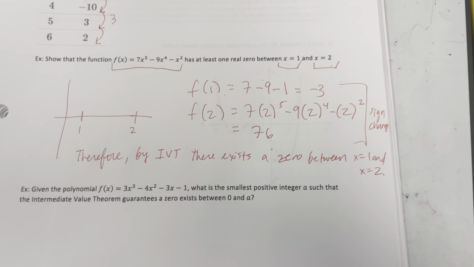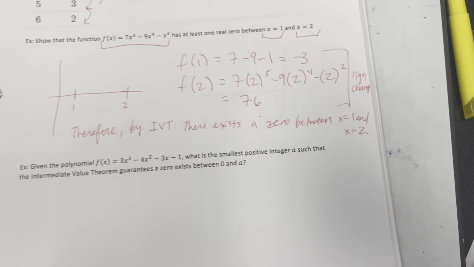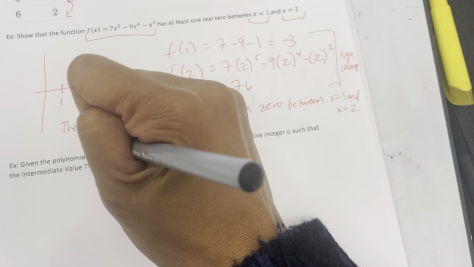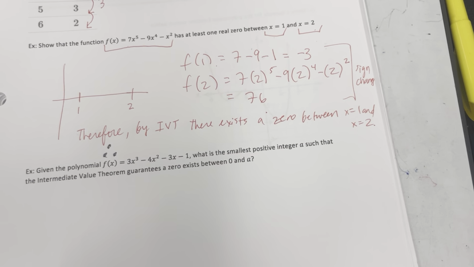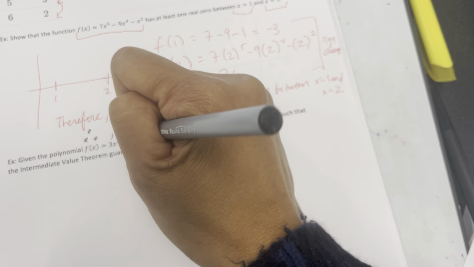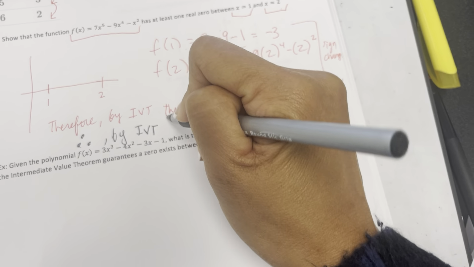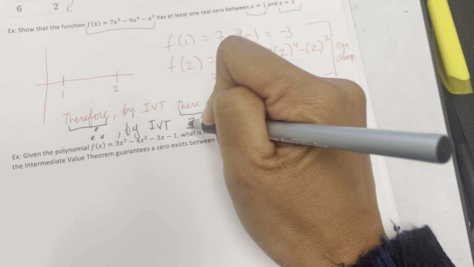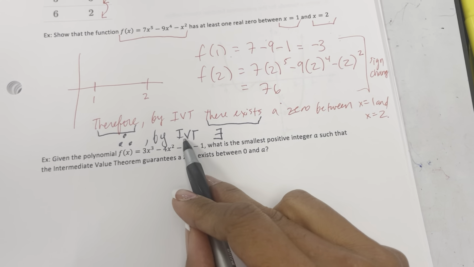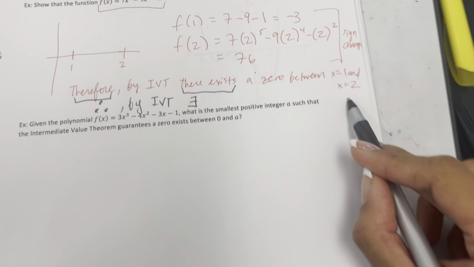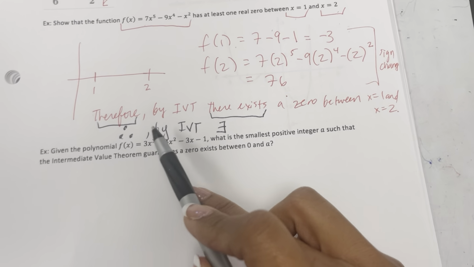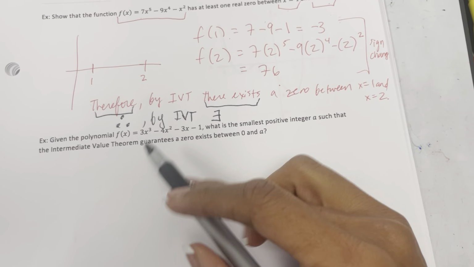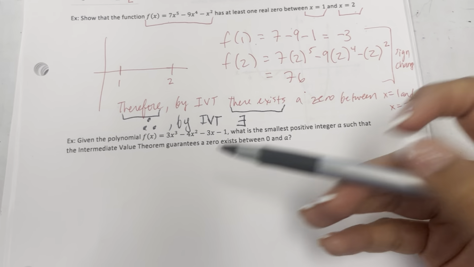And for those of you that might be going to higher math, which I hope many of you are, in calculus, there's a shorthand way of writing this. For the word therefore, they put 3 dots. By the intermediate value theorem, the shorthand way of saying there exists is this backwards E. Therefore, by the intermediate value theorem, there exists a 0 between x equals 1 and x equals 2. So I just want to introduce you to some notation that mathematicians use as a shorthand way of writing out proofs or statements.